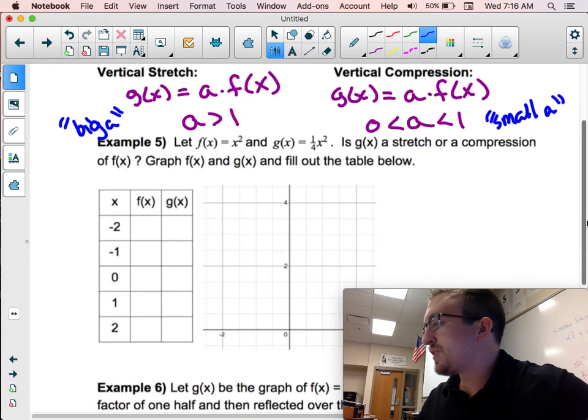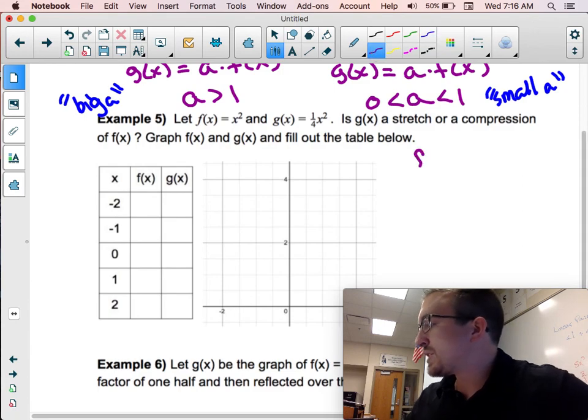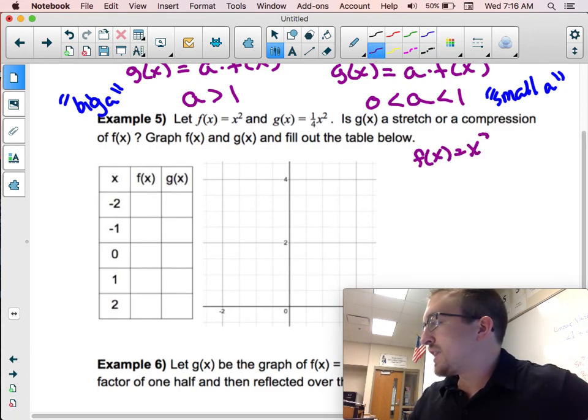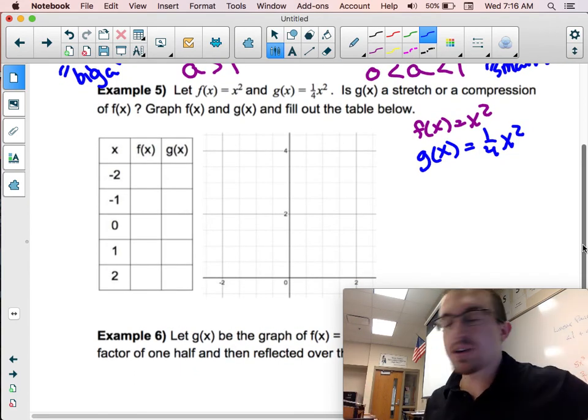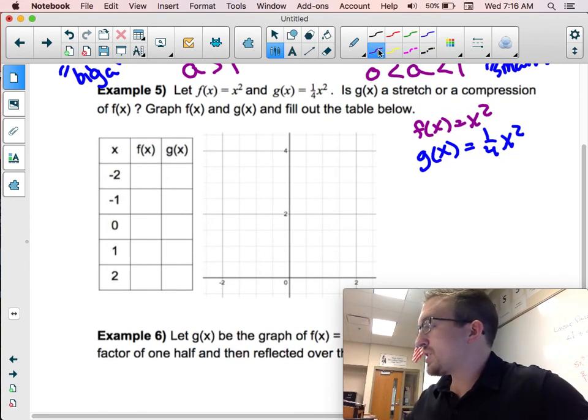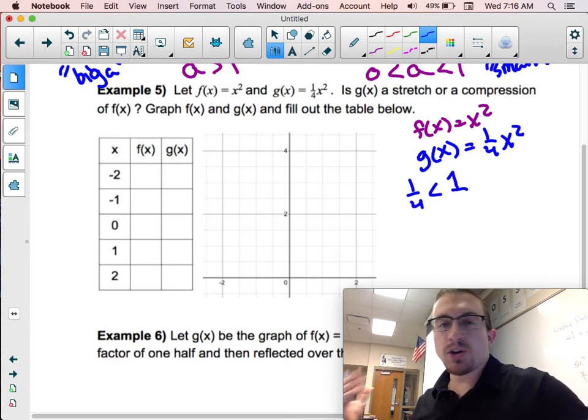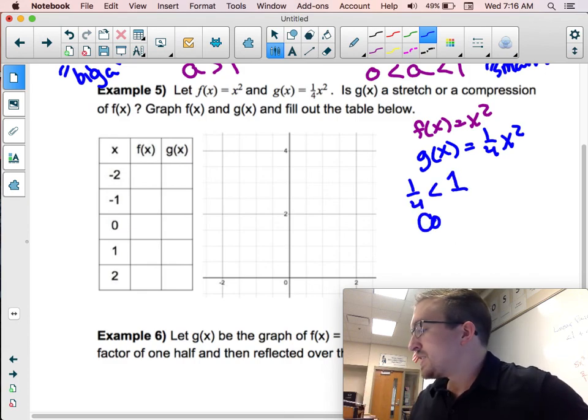We have example 5. Let f of x equal x squared, and let g of x equal 1/4 times x squared. So is this a stretch or a compression? This is a compression, right? 1/4 is indeed less than 1. It's like multiplying by a small factor. So this is a compression.